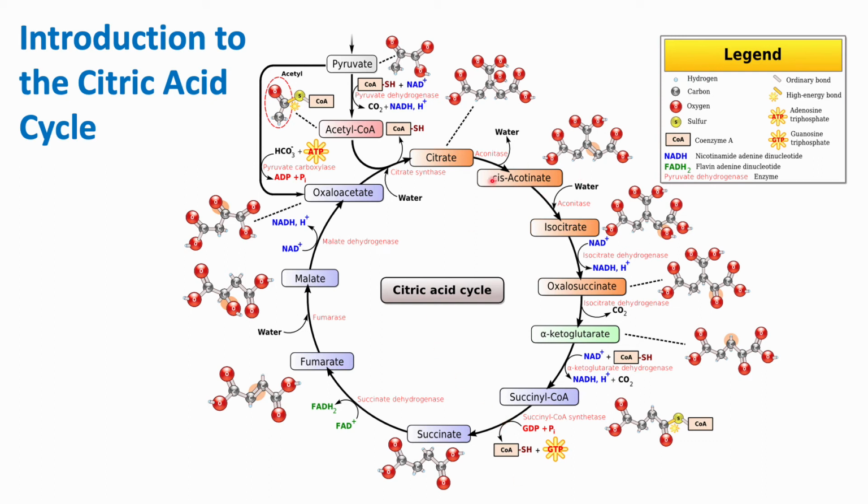The citric acid cycle is the process that comes after glycolysis and pyruvate processing. The purpose of the citric acid cycle is to produce FADH2 and NADH, which will be used by the electron transport chain to create more ATP, thus having more energy for the cell.